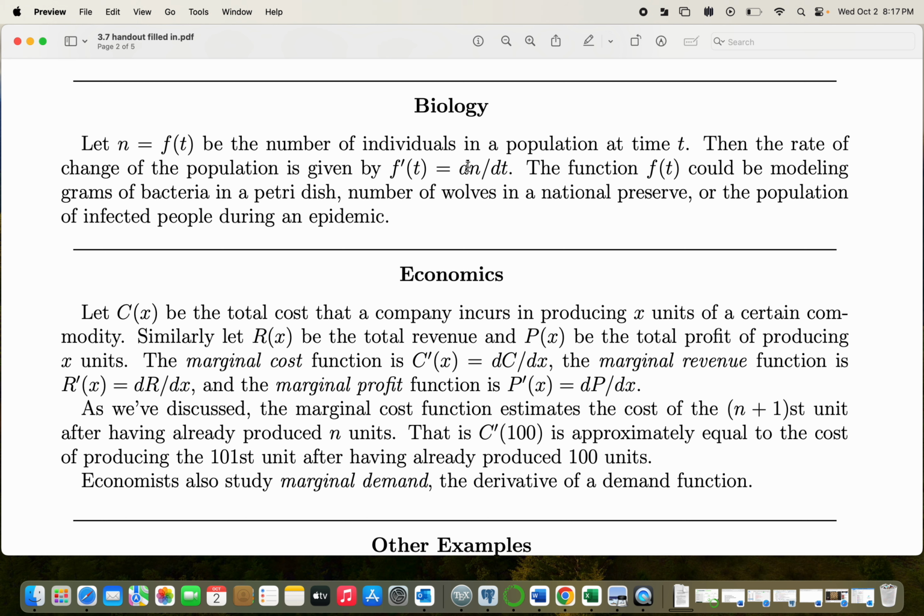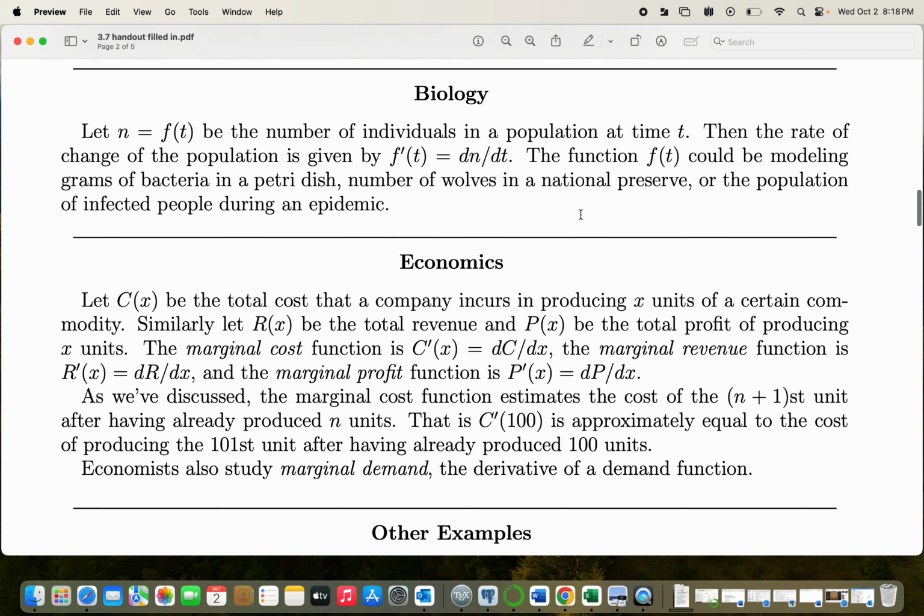So that's what this is. Number of individuals or grams of bacteria or whatever per time. You could be watching bacteria grow. You could be watching the population of wolves change. You could be measuring the rate of change of infected people during a pandemic, something recently relevant. It turns out, by the way, that a lot of the COVID models ran on using derivatives because we could measure the rate at which people were getting infected, and we could use that to build models to make predictions.